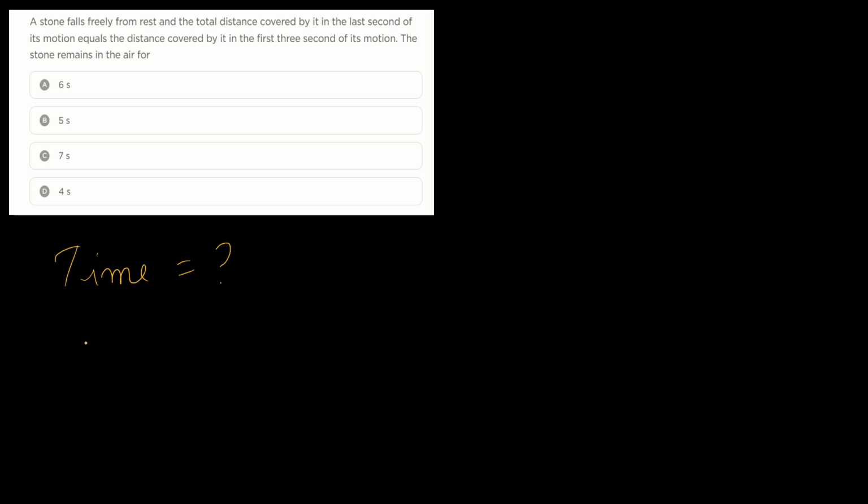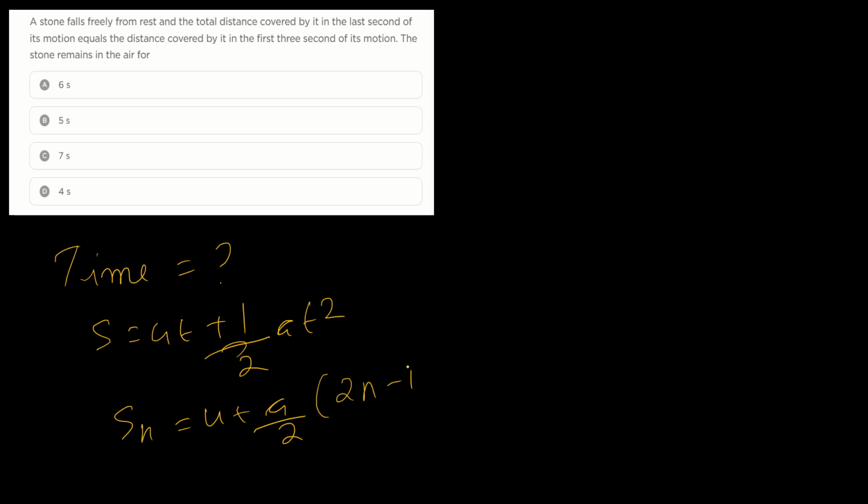Here we have to know two formulas. One is the second equation of motion, s is equal to ut plus half at square. The next formula is distance traveled in the nth second: Sn is equal to u plus a by 2 into 2n minus 1. Where do we use this formula? By reading the question. Look, total distance covered in the last second. For that we can use this formula. Last second means distance traveled in the nth second. For the first 3 seconds we can use the other formula.